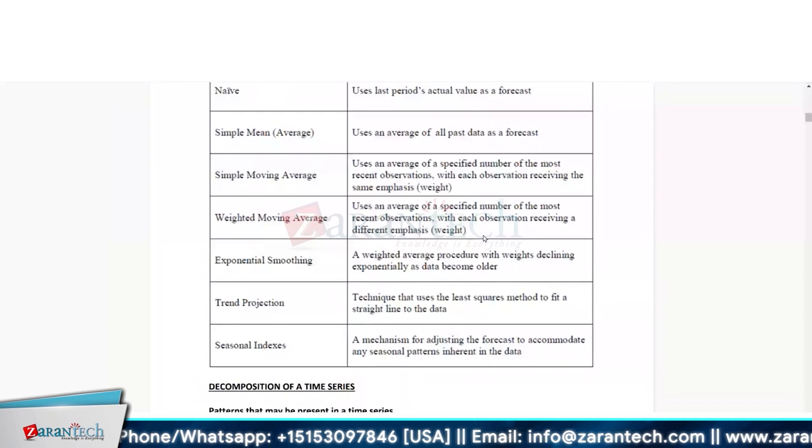Okay, similarly, exponential smoothing. What it does is, it tries to smoothen the data. It is basically a weighted average procedure with weights declining exponentially as the data becomes older. So similar to weighted moving average, this also works in a similar fashion, but it rather tries to smoothen the data. For example, weighted moving average will consider a 3 month bucket, but this will consider every day as a bucket, and slowly it will reduce the weight of the data for calculating the future requirement.